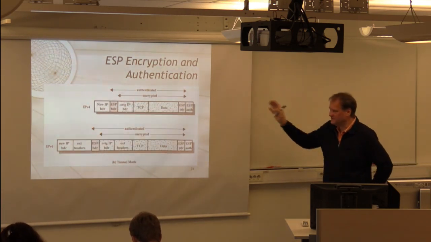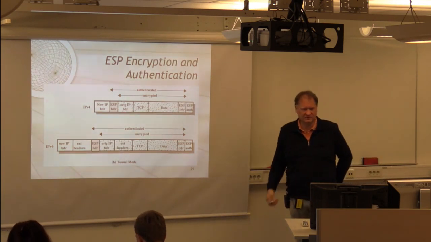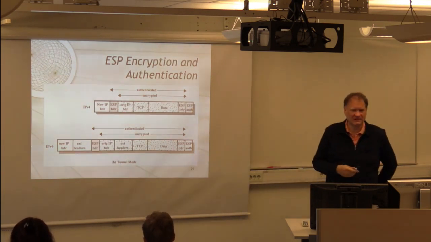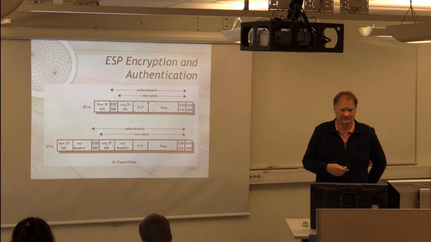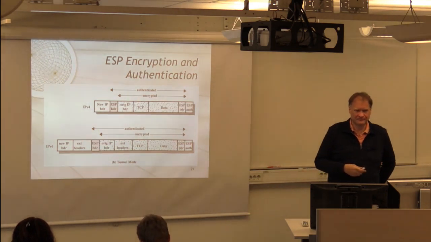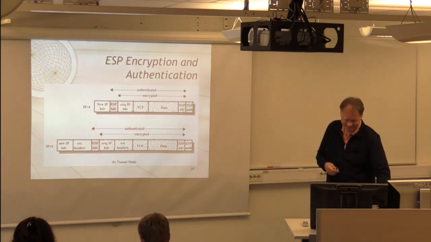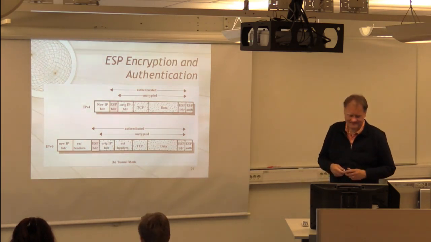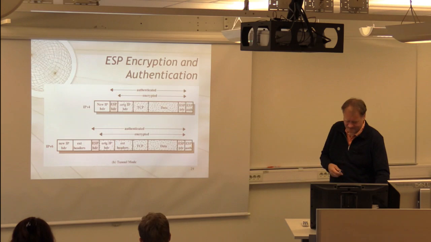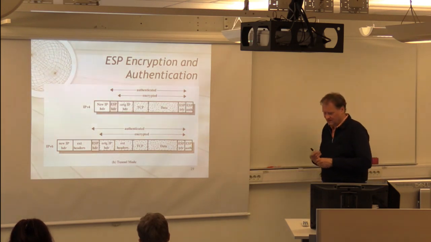Are there any questions about this transformation? Yes? Is there a way to hide that we are using the tunnel mode? Like in the picture you just showed us with the connections basically. The router could see that we are using the tunnel mode and could block it. Is there a way to hide that?